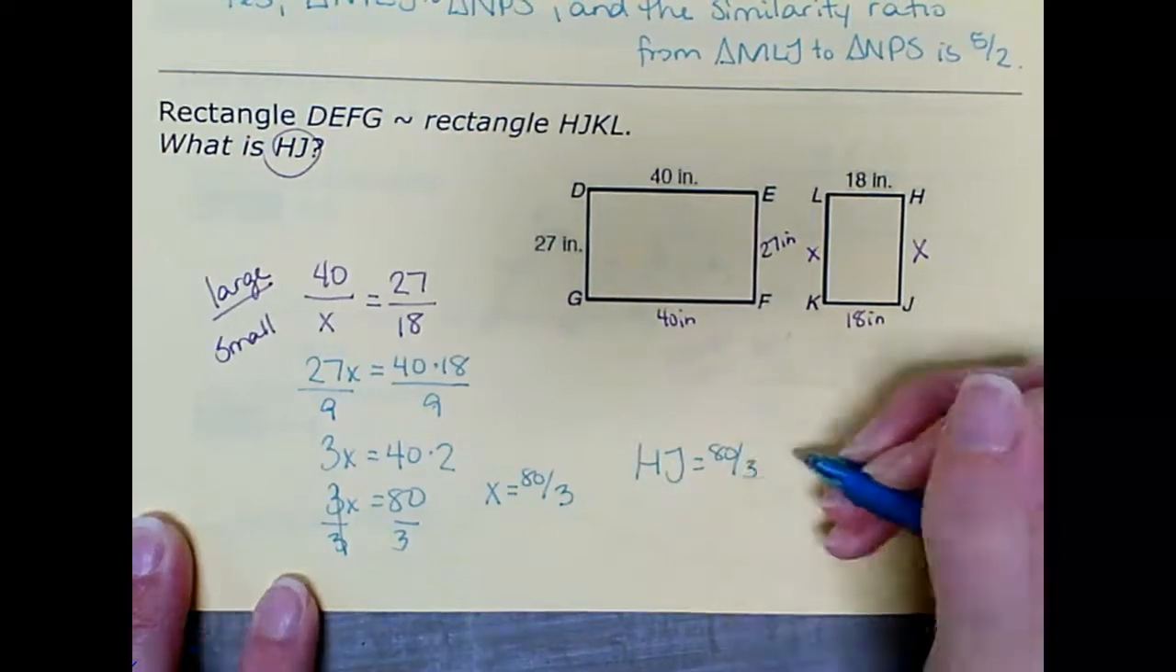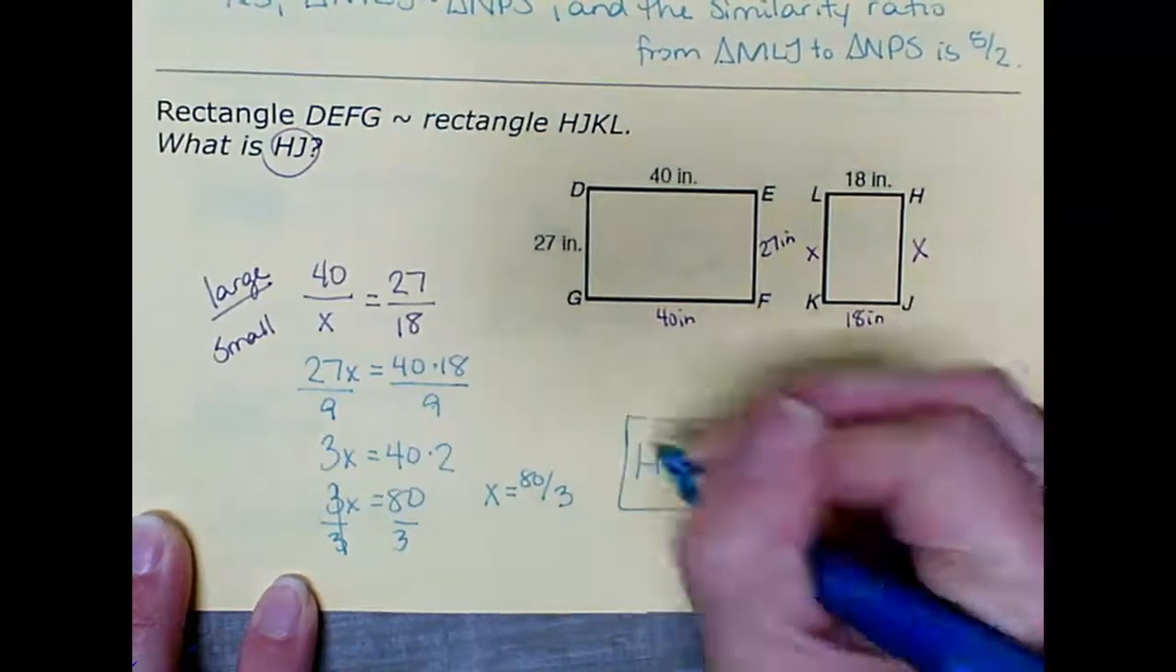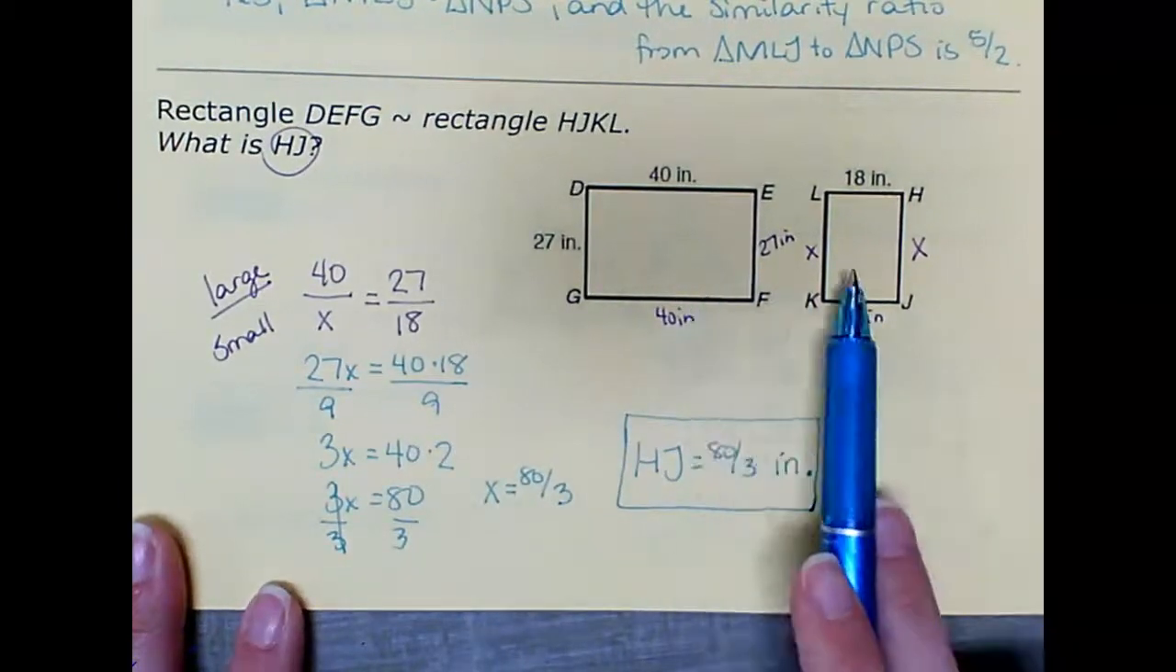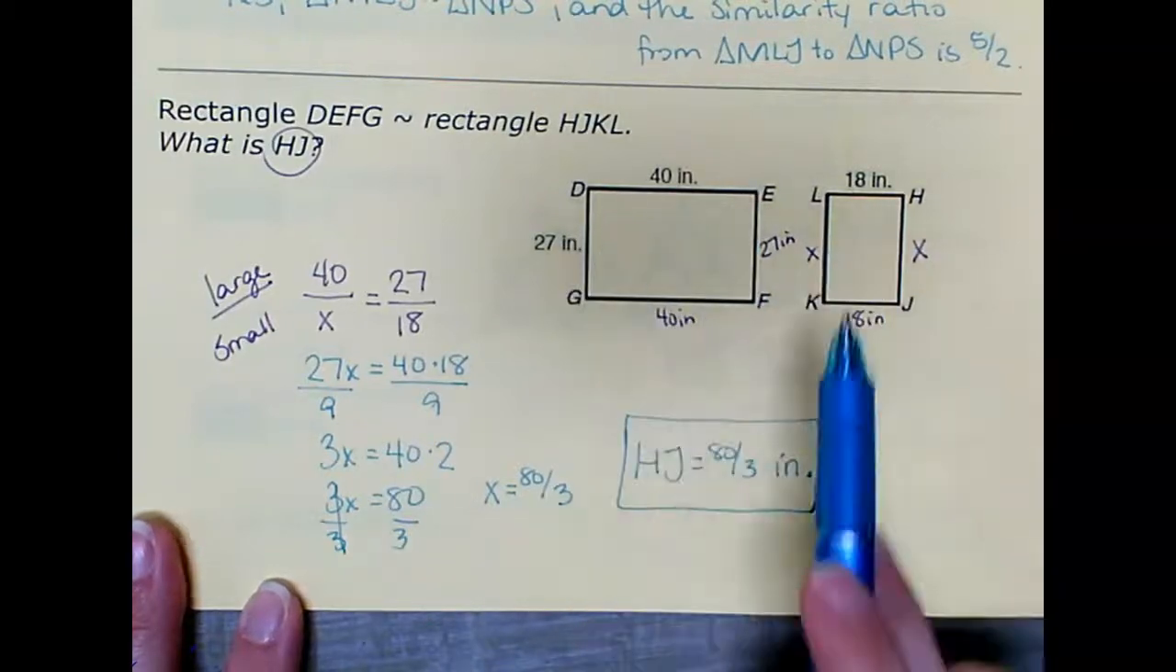And I give it its units. We're measuring in inches. All found because we know that these two figures are similar, meaning that their corresponding sides must be proportional.